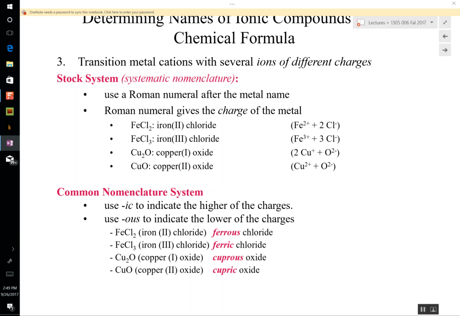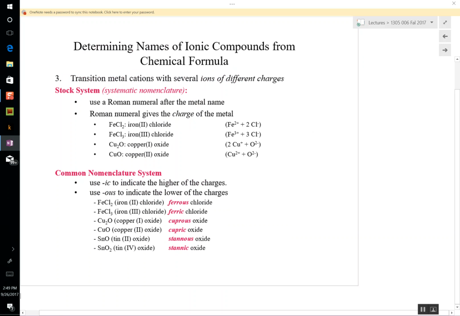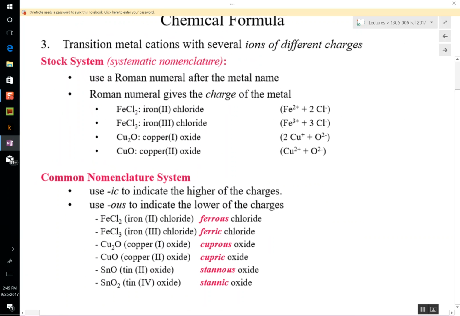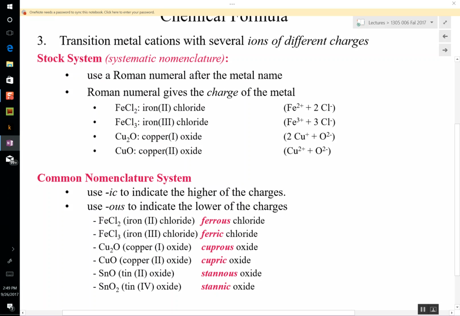All right, I think there's one more slide after this. Yeah, right here. Same slide, but it includes the tin. And notice the tin can form a +2 ion or a +4 ion. So the lower one, +2, is stannous, and the higher one, +4, is stannic.